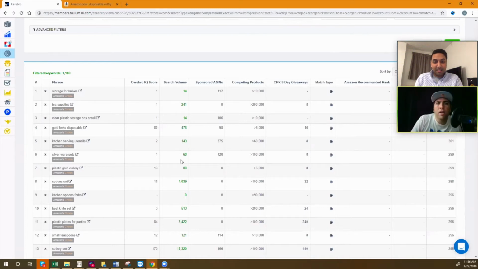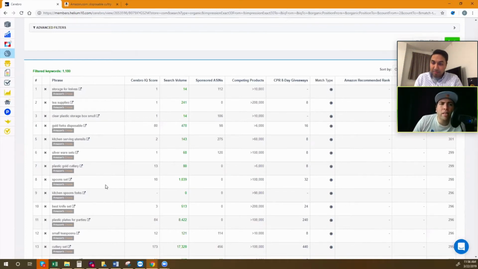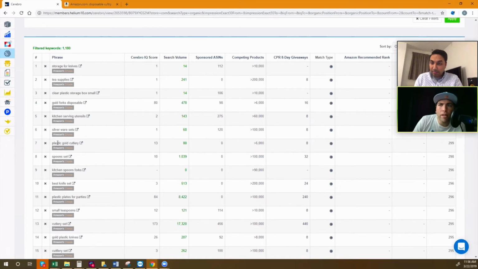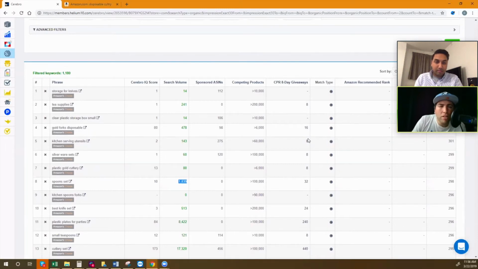So here's my question to you. Here's a word that might seem a little bit relevant. Spoons set. It's actually searched for 1,000 times a month, and they're ranking for it, but they are ranking 298. So let's say that there are 30 listings per page on this search results. That means they're probably on page 10. All right, so here's my question to you, Vik. This product is selling $180,000. We're trying to find the keywords that might be getting it the most sales.